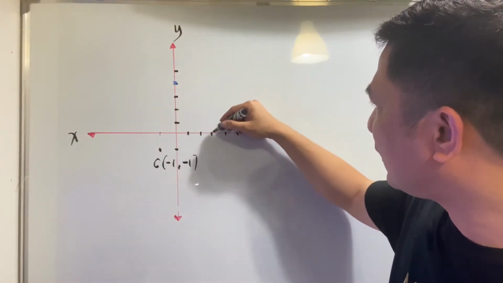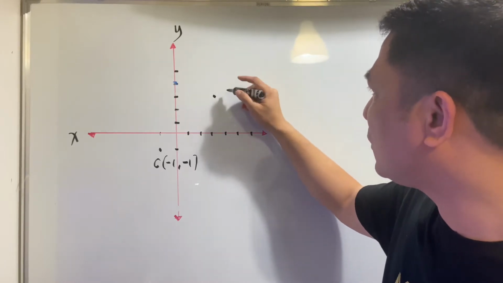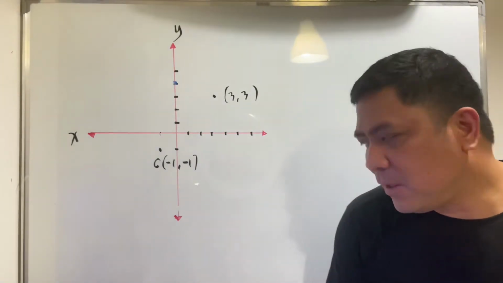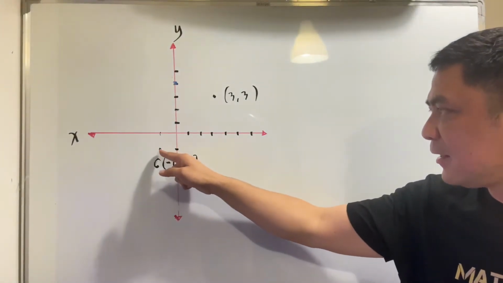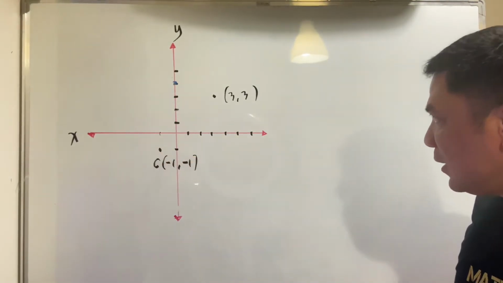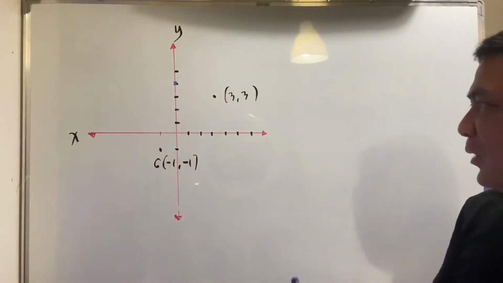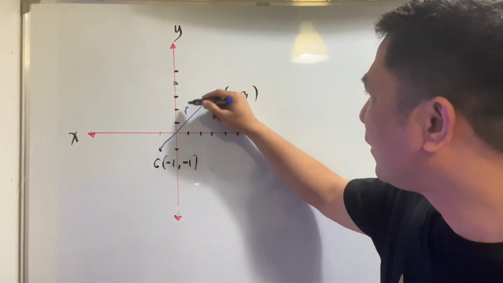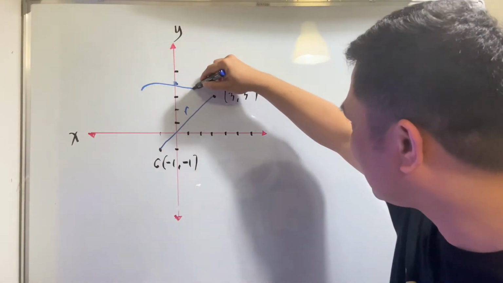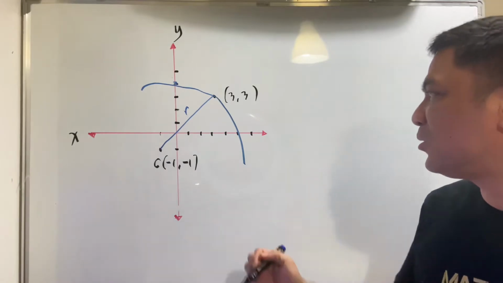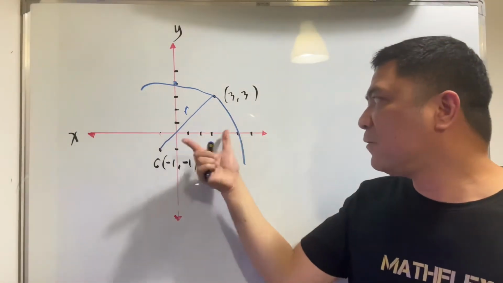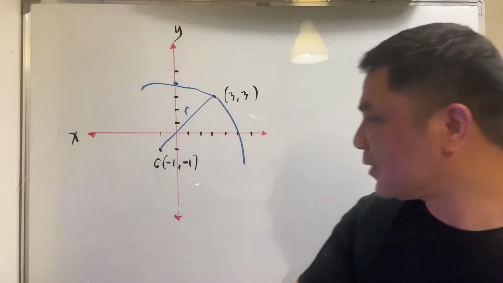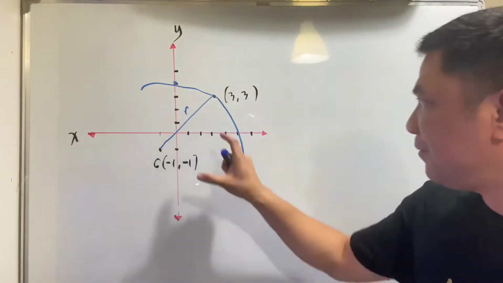So that is 3 and 3. The radius is somewhere here. So what does this problem mean? You have a circle that has a center at (-1, -1). If you try to illustrate the circle, it's somewhat like this. This is the radius, and then you have a circle like this. Sorry for the drawing, but it's just to visualize the problem. So it has a radius of this much.